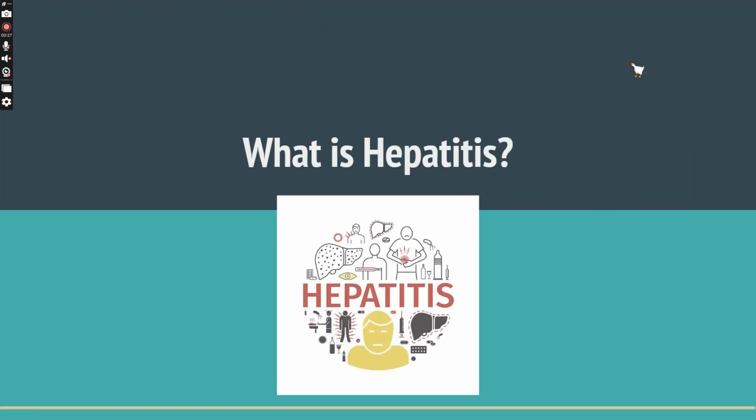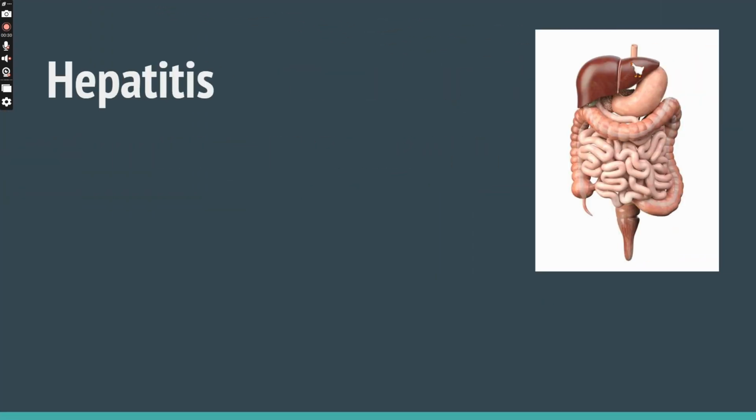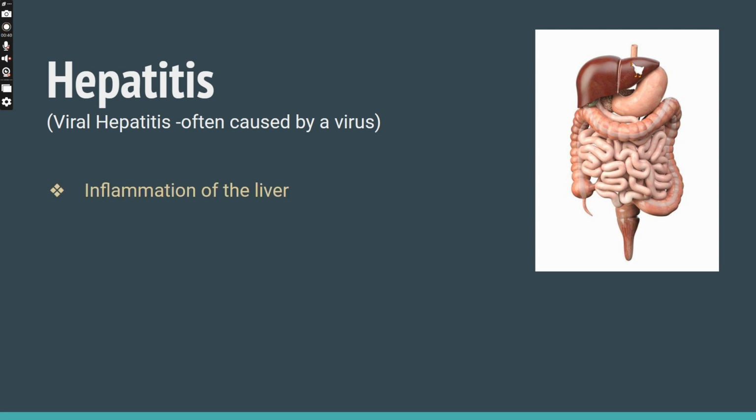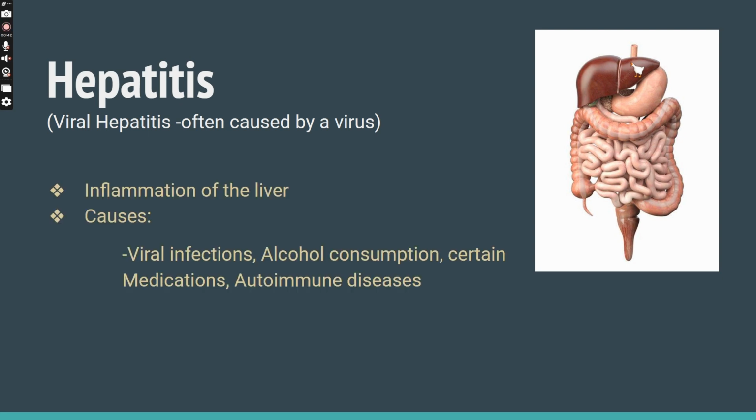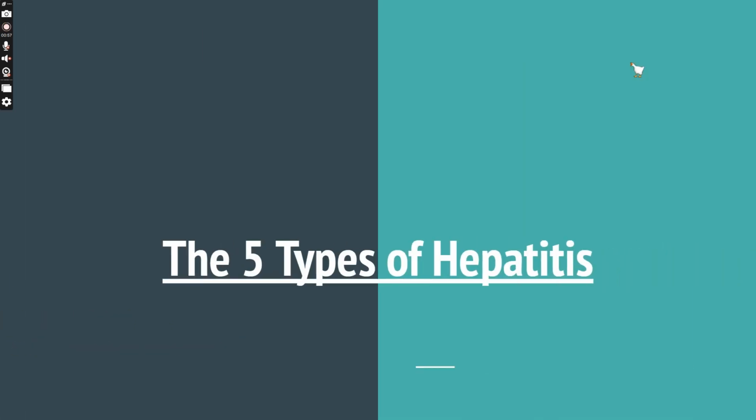So, what exactly is hepatitis? Well, hepatitis, in other words, a common name for it is viral hepatitis, which means it's often caused by a virus. It is inflammation of the liver tissues. The causes can range from viral infections, alcohol consumption, certain medications, and autoimmune diseases. There are five main types of hepatitis, such as hepatitis A, hepatitis B, hepatitis C, D, and E. So, there are five known types of hepatitis viruses that have somewhat different and unique properties.